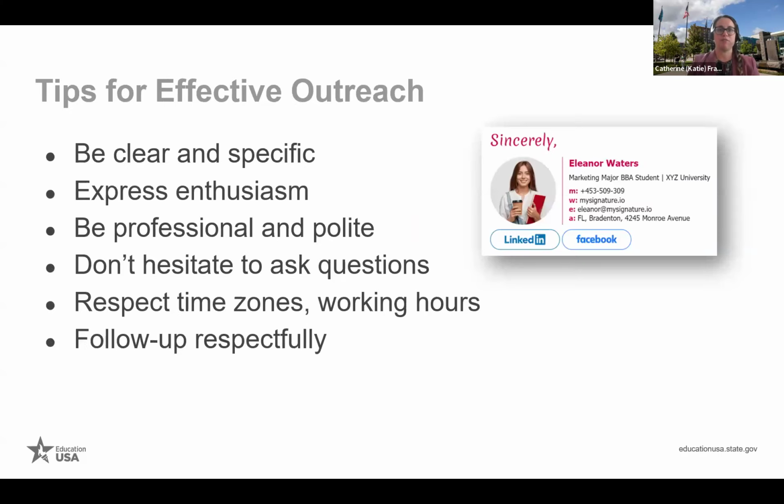So some tips for effective outreach, specifically thinking of an email, would be to be clear, be specific, express your enthusiasm, right? You want to show that you're excited about the prospect of being at the university, being professional, being polite, being a little bit more formal than a text, not hesitating to ask a question, and thinking of time zones a little bit and working hours, just because wherever you're looking might have a different time zone.